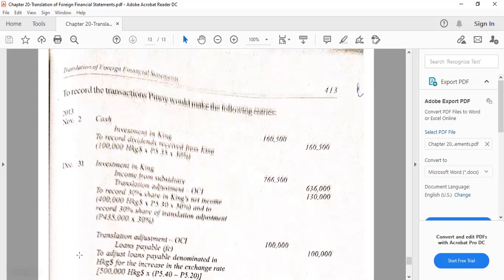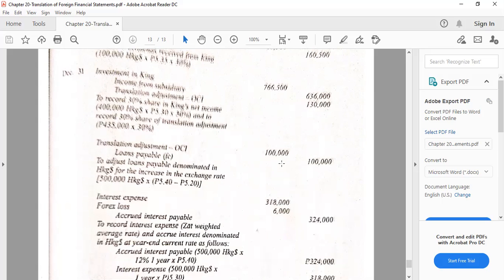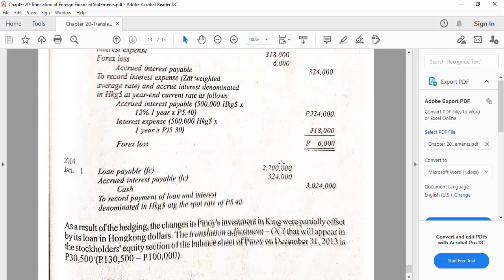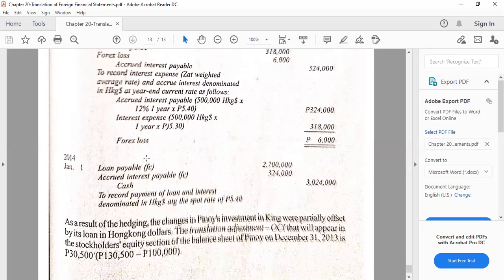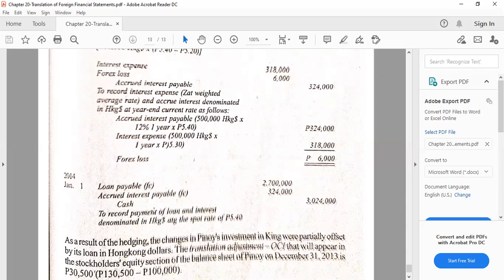You can notice that based on these entries, for the profits, shares, losses, dividends, even the translation adjustment or OCI item. Then for 2014, the moment that the loan is paid, of course, it will be at the spot rate. So 2,700,000. Let's check, because this was 2,600,000 before plus 100,000 equals 2,700,000. Accrued interest payable is from here and we pay cash.